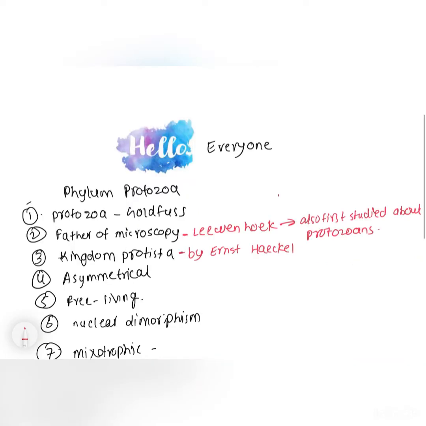We know that all of the protozoans are asymmetrical, except Giardia, which is symmetrical, which is more specific, bilaterally symmetrical. How can you remember this? Just remember this IA and IA so that you can remember it is bilaterally symmetrical.